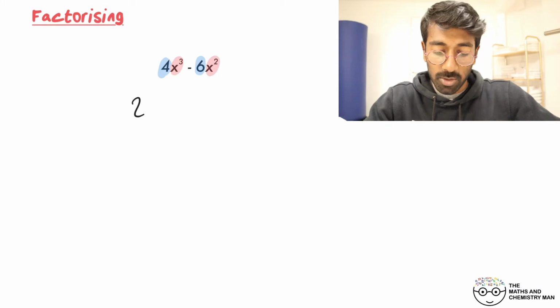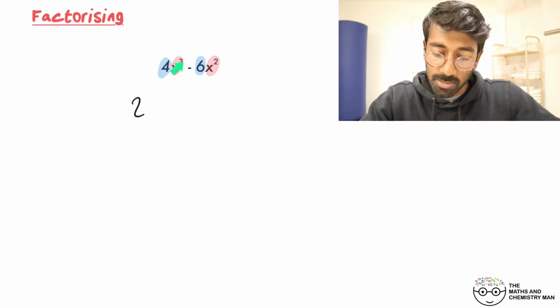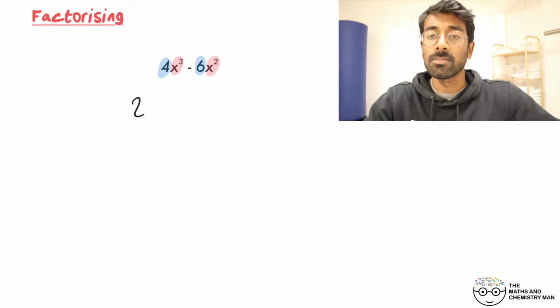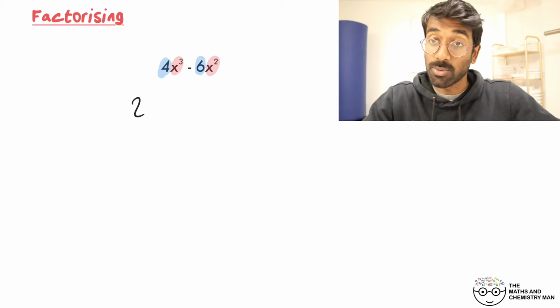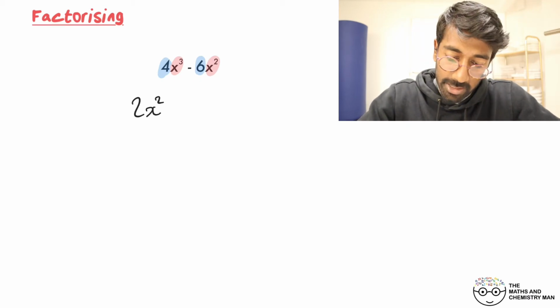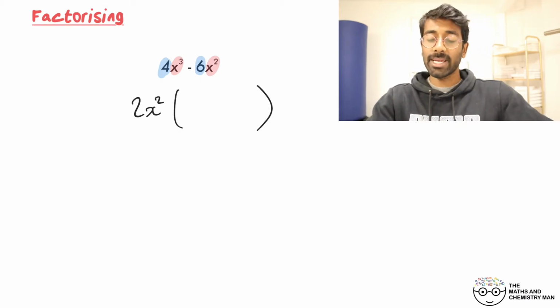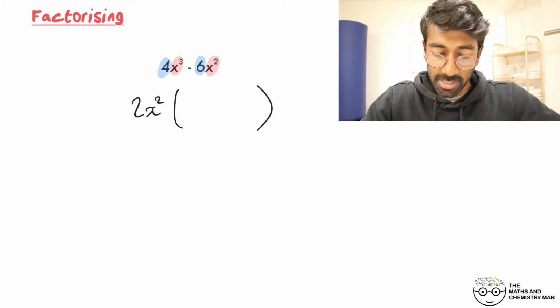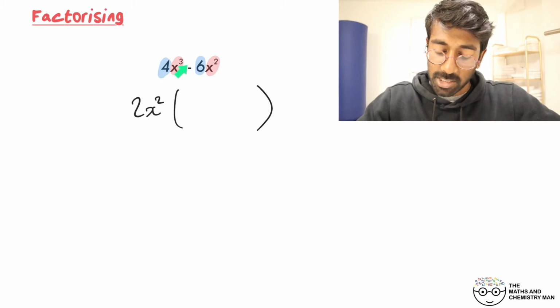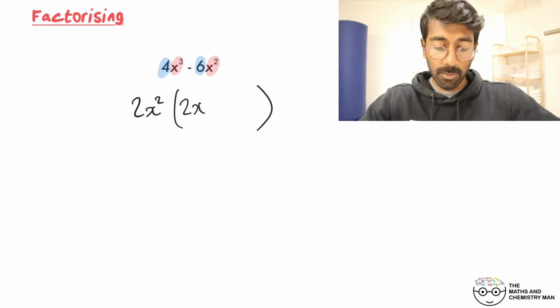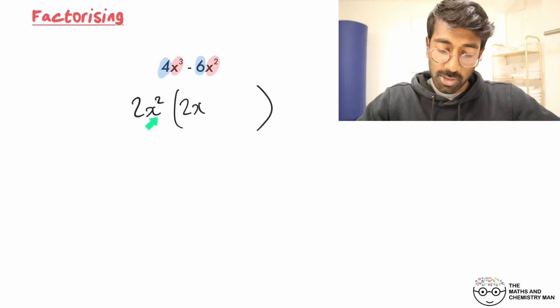2 is going to be the greatest one, so I'm going to take 2 outside. And now let's look at the x's there. You've got x cubed and x squared. What's the greatest common factor between those? That's going to be just x squared. So that's what's going on the outside of our bracket. Now to figure out what goes on the inside. So we can do 4x cubed divided by 2x squared to find out what goes in here. That's going to be 2x. Then we can do minus 6x squared divided by 2x squared. That's just going to give me minus 3.